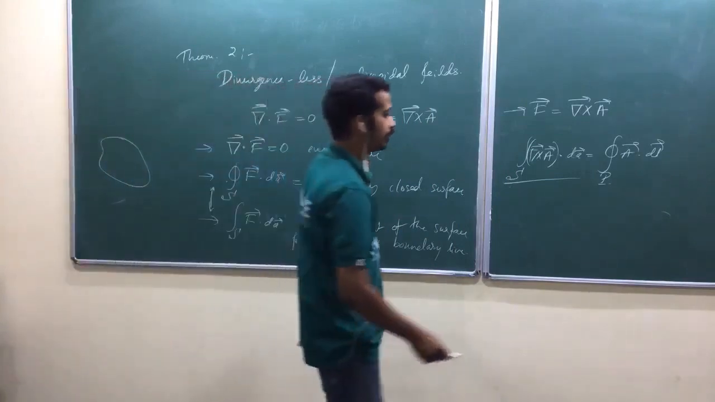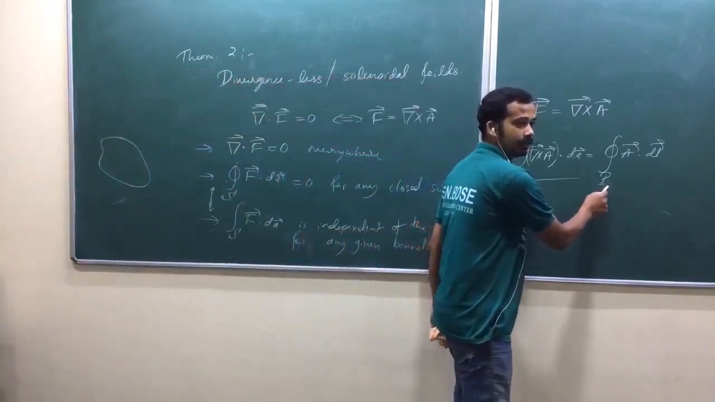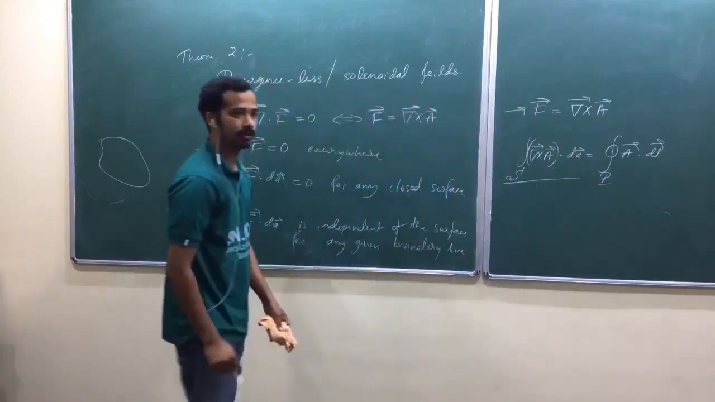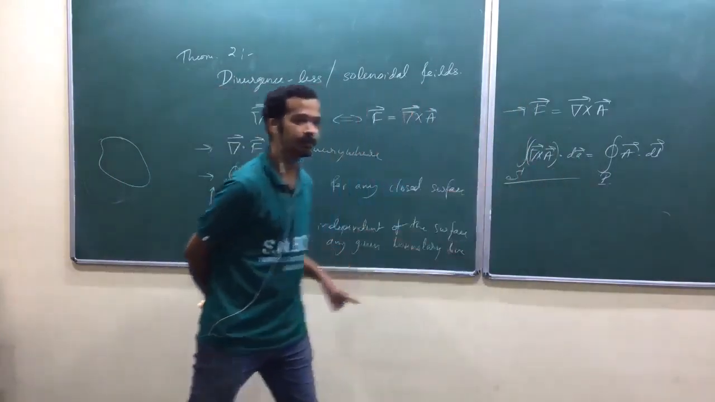So what do you mean by that? It only depends on the boundary. It only depends on the closed path you choose. It is independent of the surface chosen. That's why this surface integral is always independent of the surface chosen.